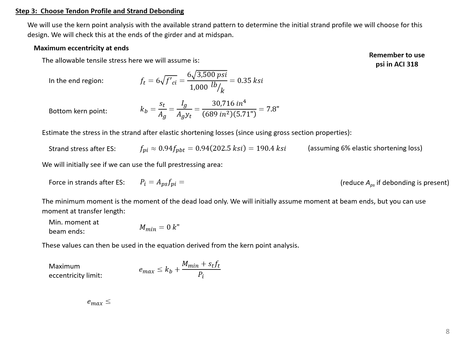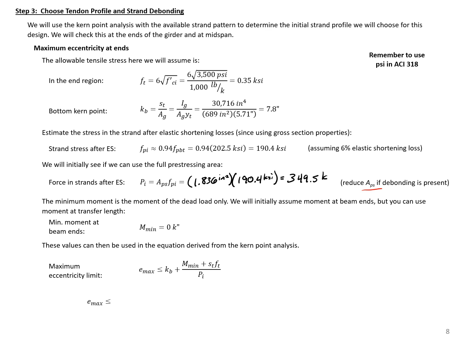So next we can take that value times the area of our 12 strands. The area of our 12 strands is 1.836 square inches, times the stress 190.4 KSI, to give us a total force here of 349.5 kips. If we had debonding, we would reduce the area of that pre-stressing in this equation.